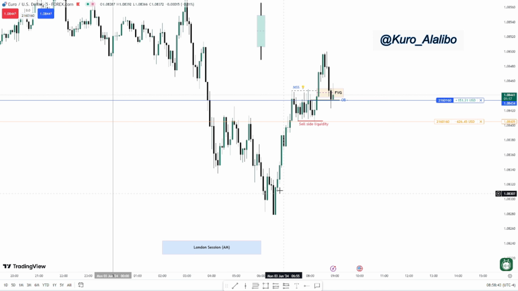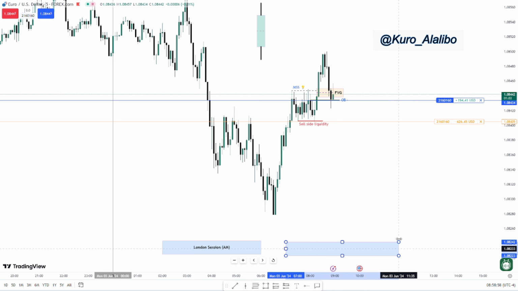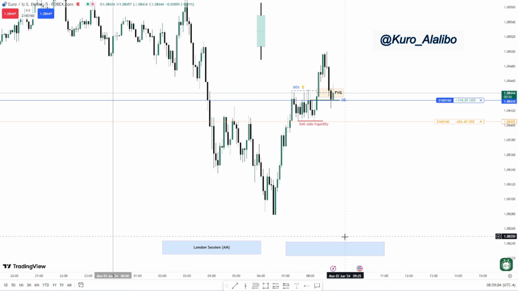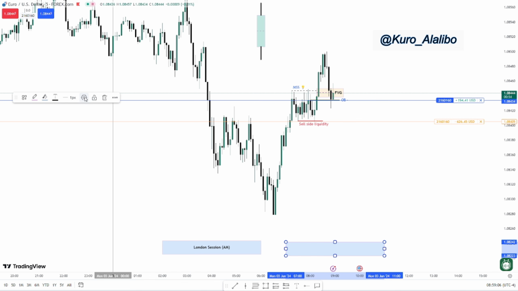I'm waiting for the New York. I'm waiting for time to align. I'm waiting for a specific time. So what specific time am I referring to? The New York session starts from 7 in the morning New York time to about 11. I don't like taking trades after 11. So it's about 11 in the morning. So that's the New York AM session.